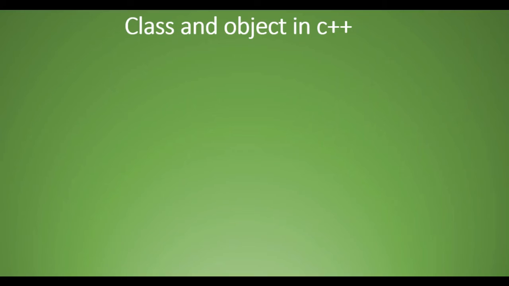Good morning everyone. In this video we are going to understand class and object in C++. So what is class? Class is actually a blueprint of an object.